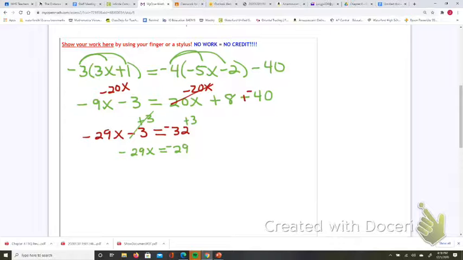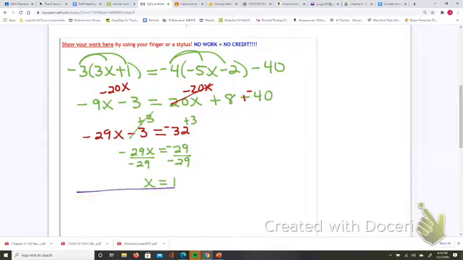And finally, we have to divide. So we find our x, and the number next to the x is negative 29. So we divide by negative 29, divide by negative 29. Negative 29 divided by negative 29 is 1x. And then on the other side, we have negative 29 divided by negative 29, which is 1. So our answer is x equals 1.